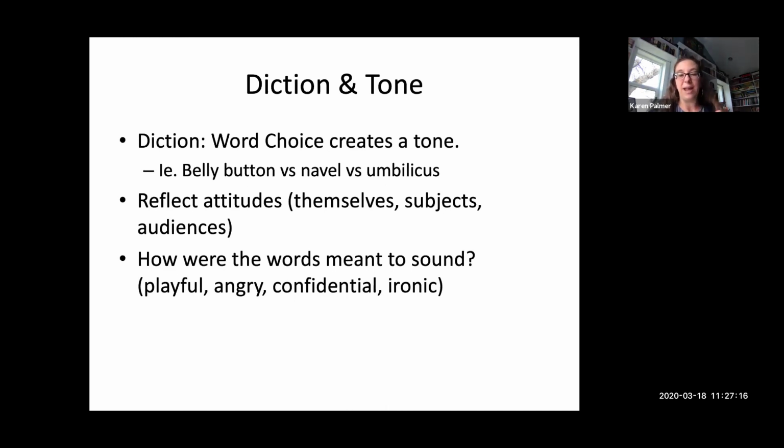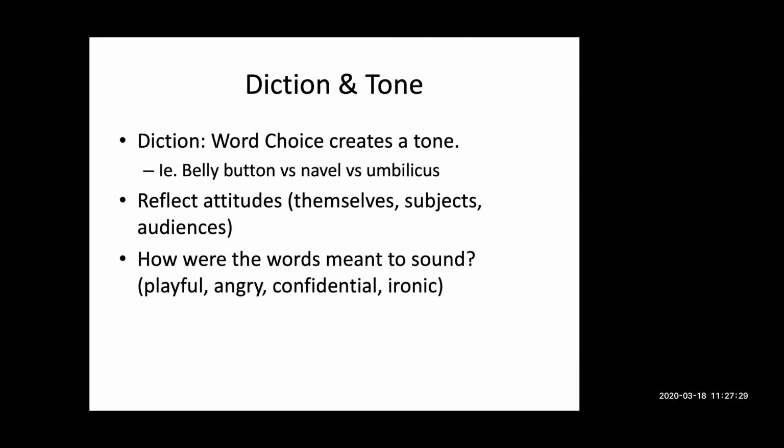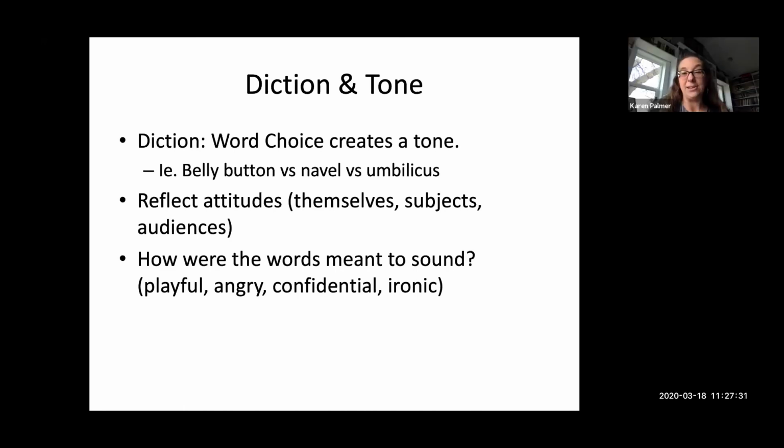We have different ways to talk about the same thing. Some of them are, you know, you might talk about a belly button with your little ones. A navel is like your turn. Umbilicus, I don't know who uses that, a doctor. So it just depends on what kind of tone you're trying to create. Those choices that an author makes reflect their attitudes about themselves, their subjects, and their audiences. So it's really important, especially in poetry, to pay attention to what words are chosen.